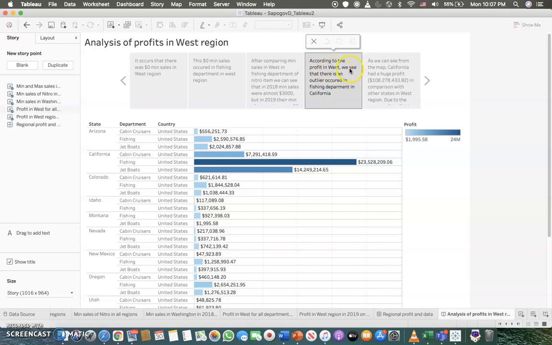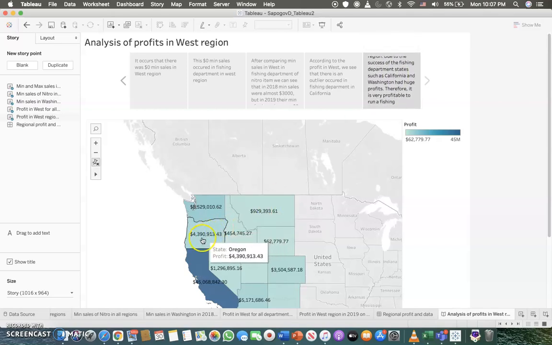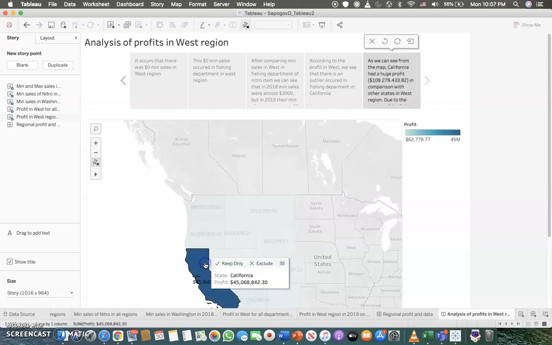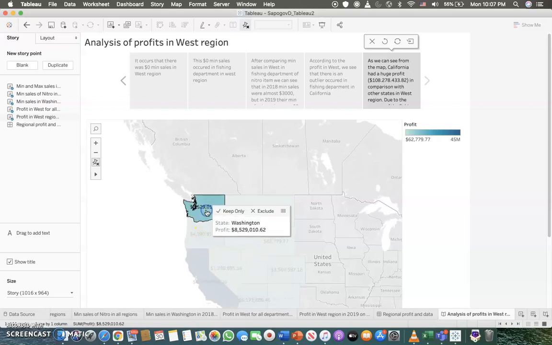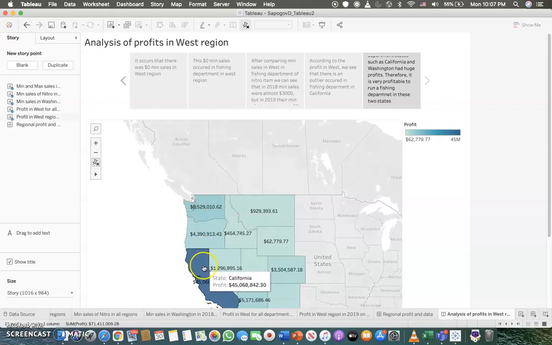According to the profit in West, we see that there is an outlier occurred in fishing department in California, and as we can see from the map, California had a huge profit in comparison with other states in West region, and due to the success of the fishing departments, states such as California and Washington had huge profits. So I would recommend running a fishing department in Washington or California, which is even better.